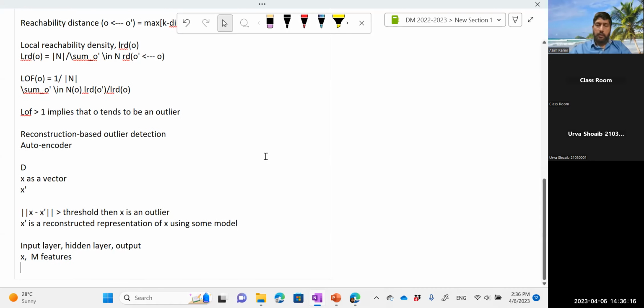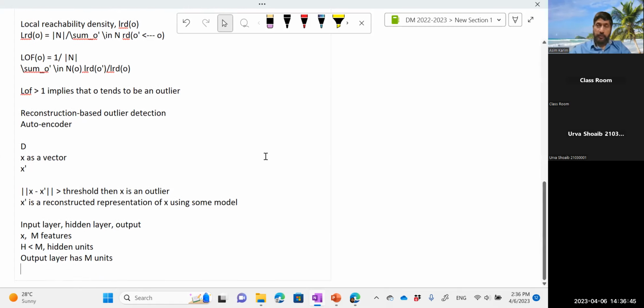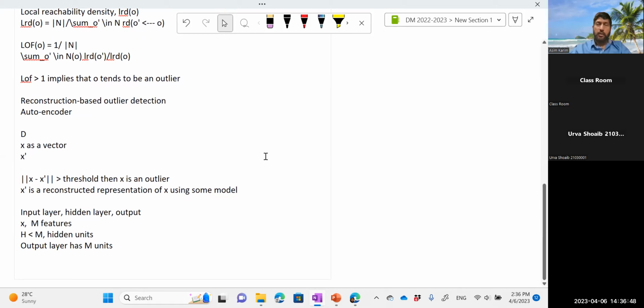So then we have the hidden layer. The hidden layer would typically have some units h, which is less than m. And then the output layer has again m units, meaning that we want to reconstruct this. So the processing is like this. The output of the hidden layer comes as a vector h.